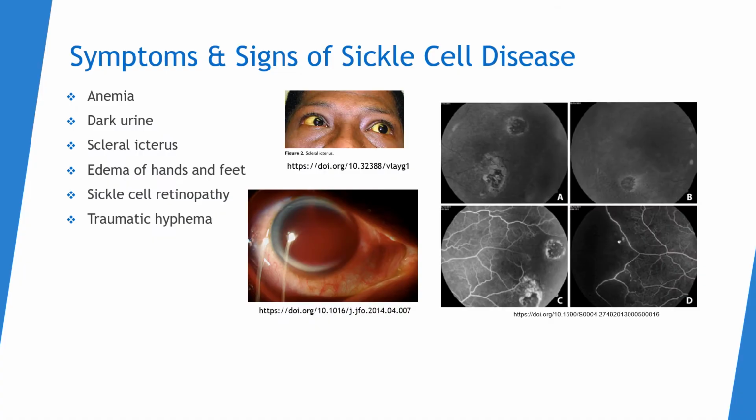Sickle cell disease is a systemic disorder, and a whole constellation of symptoms can present. For example, sickle cell disease can present with anemia, dark urine, scleral icterus, which is yellowing of the sclera, edema of the hands and feet, sickle cell retinopathy, as well as traumatic hyphema. Hyphema is a collection of blood in the anterior chamber.